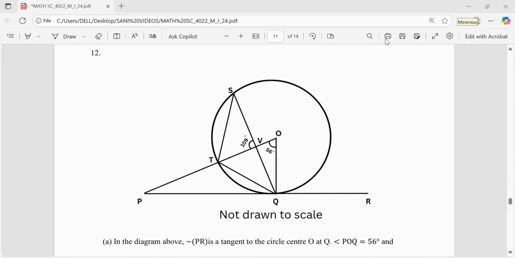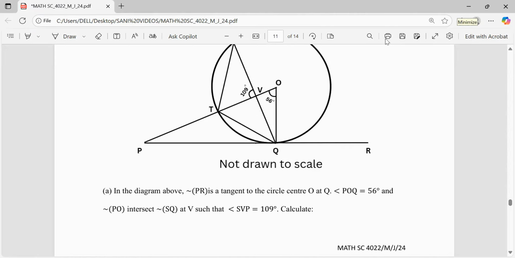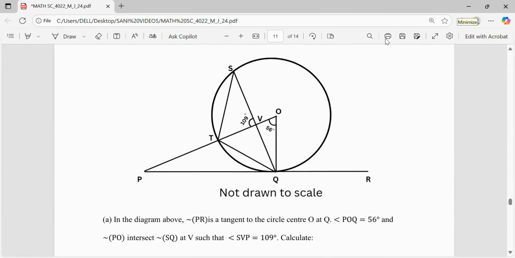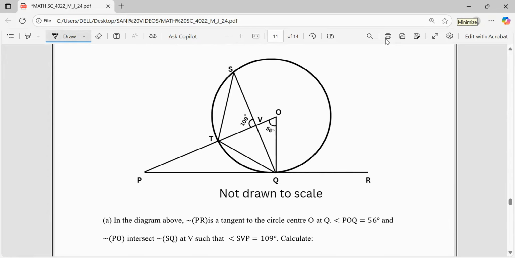Question number 12. This is a circle theorem. In the diagram above, PQR is a tangent to the circle center O at Q. POQ is 56 degrees. PQ intersects XQ at V, such that SVP is 109 degrees. The first question says, calculate TQP. Let us mark TQP. So this is the angle we are looking for as TQP.